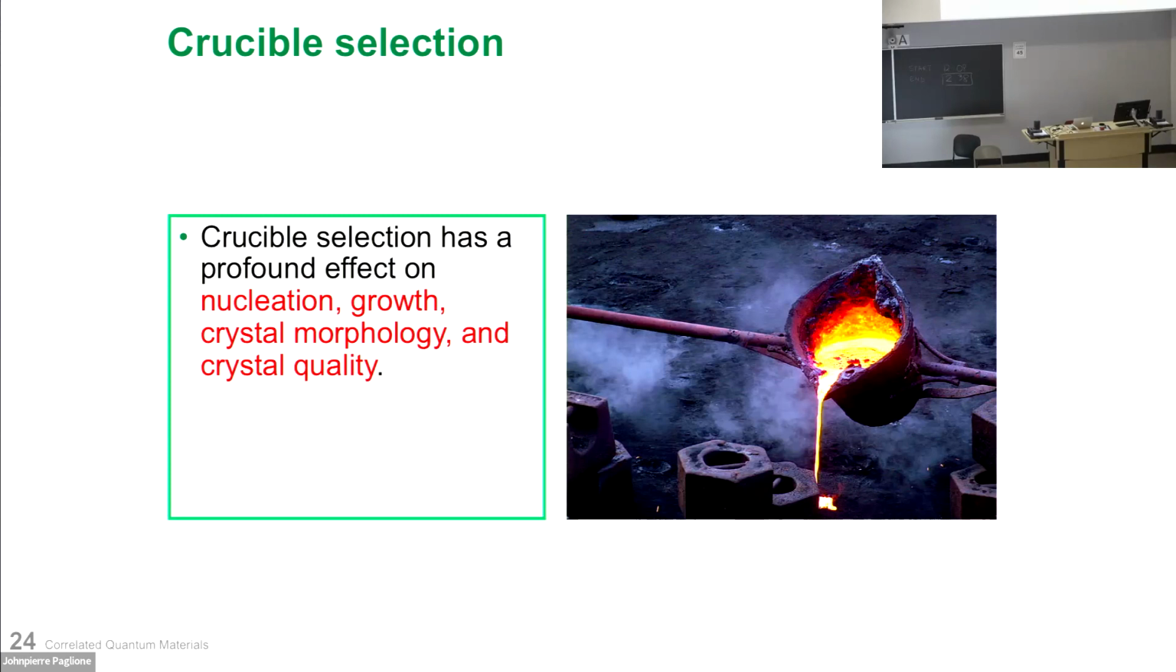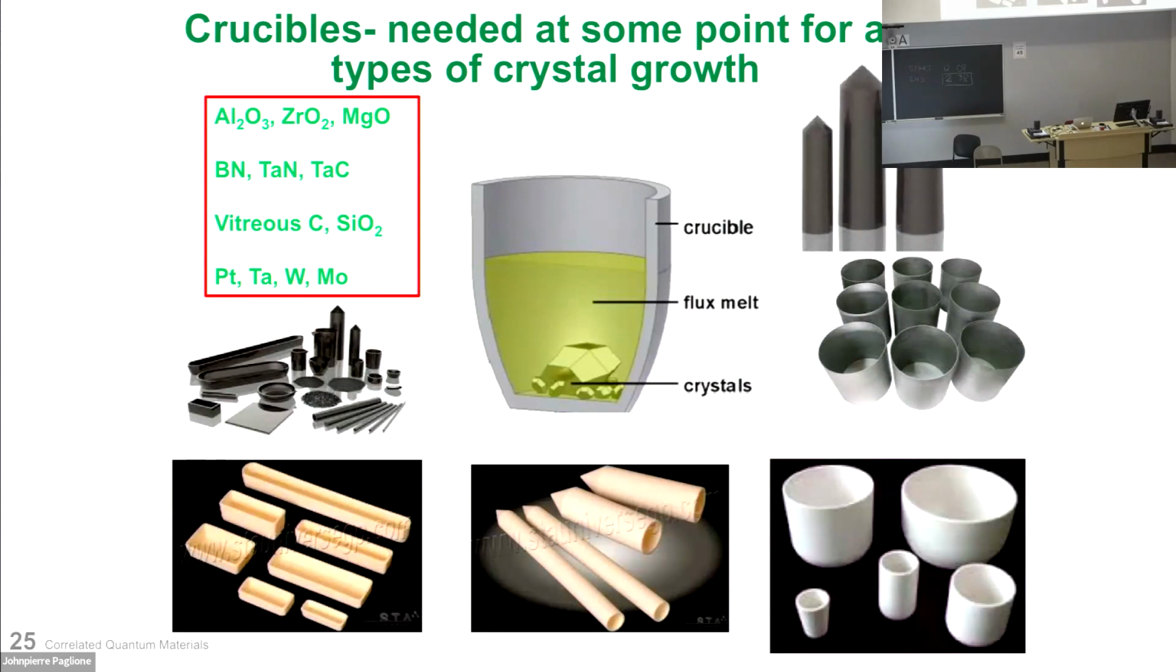Crucible selection. So if you want to make something, you have to put it in something. You're going to heat this up to some high temperature. There's a lot of different crucibles you can think about using. We typically use aluminum oxide, silicon dioxide, tantalum metal. Never tried boron. There's several that you can use.